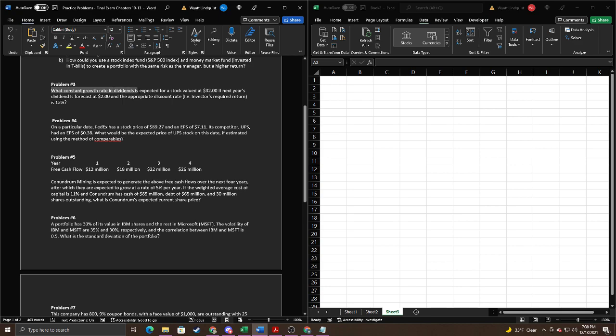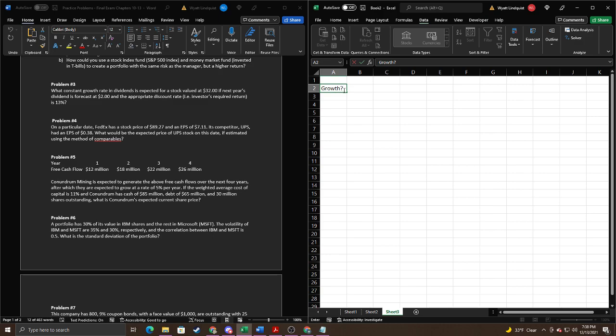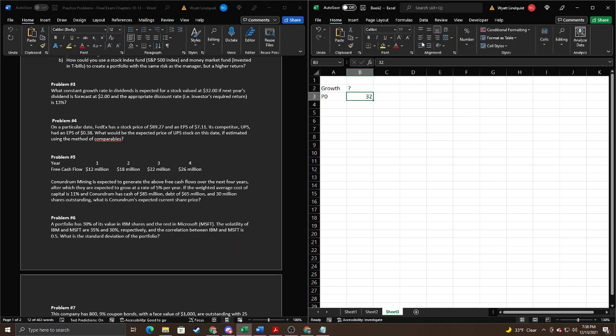So, what constant growth rate in dividends is expected for a stock valued at $20? We'll first put growth, and we'll put a question mark here because that's what we're trying to figure out. P0, that's the price today, and it's valued at $32. And that is for if next year's dividend forecast is $2. So div in year 1 is $2.